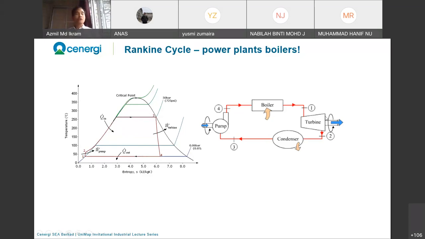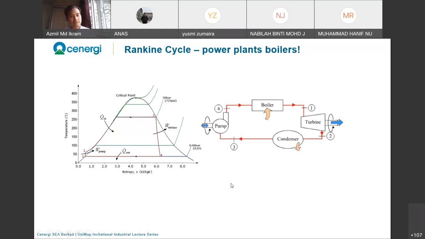Okay. So the Rankine cycle is applied to almost all of our coal thermal power plants. Okay. We have gas and oil power plants, but we prefer to use coal because of various reasons. One of them is it being cheap. So yes, in Malaysia, you can have a look at the energy mix in Malaysia.